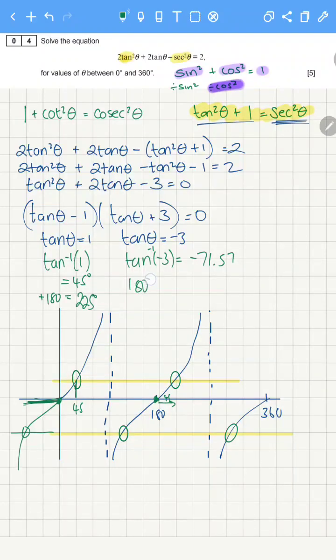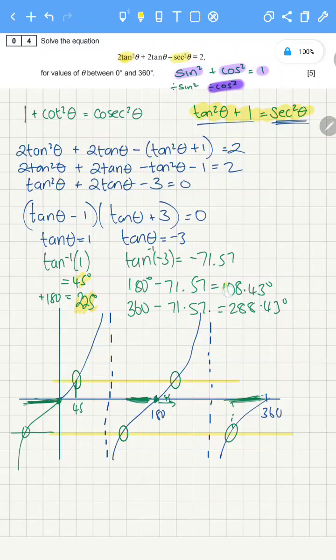Or you can do 180 degrees minus, because it's the same distance there, 71.57, which is 108.43 degrees. And then you can do 360 minus the same, because it is the same distance: 288.43. Use your calculators. So the 4 answers in this question are 45, 225, 108, 288. And that's that question. Make sure you draw your tan graphs. Make sure you be careful with the factorizing, etc.